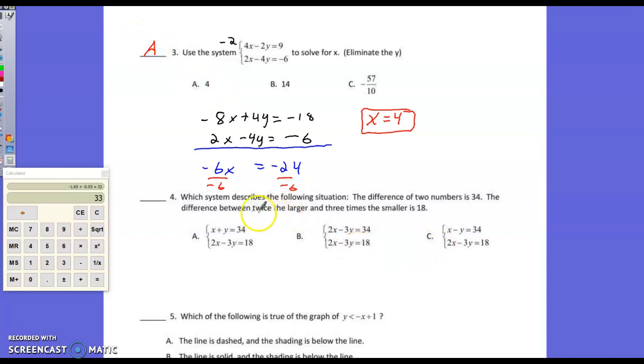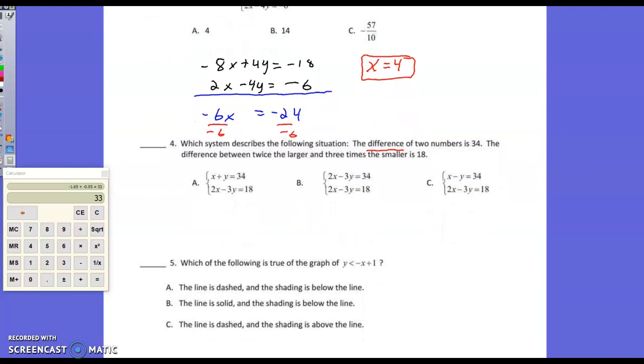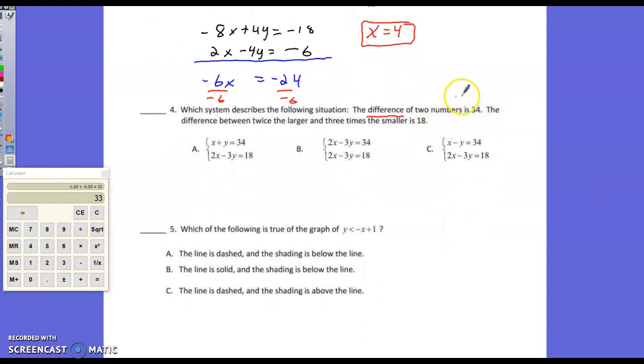The next one, which system describes the following situation? So look for keywords. Difference. Difference is subtraction. So the difference of two numbers is 34. Two numbers could be an x and a y in this case. So the one that has the difference of two numbers will be this one. And the difference of twice the larger number, so 2 times the larger number, and it's a difference. And 3 times the smaller number would be 3y equals 18, so C is our answer for this one.